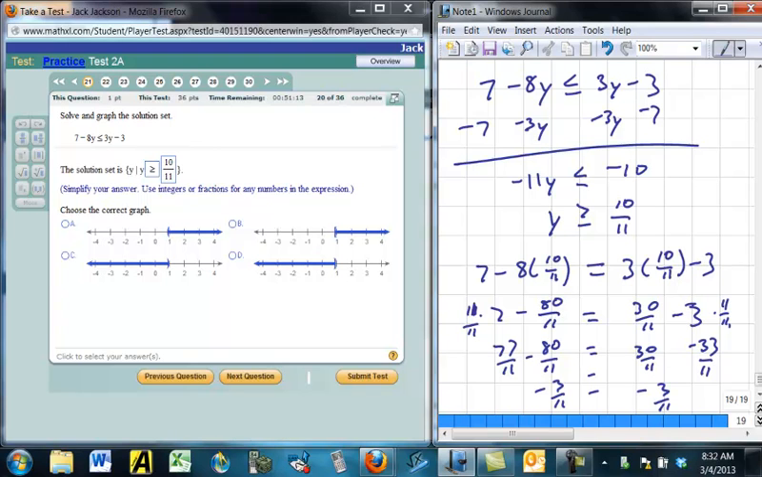10/11 is almost 1. We're close to 1. We can shade the boundary point because we're equal to. This one here is a graph of y greater than 10/11. This is y greater than or equal to 10/11. This C is y less than 10/11, and D is y less than or equal to 10/11. We want B.